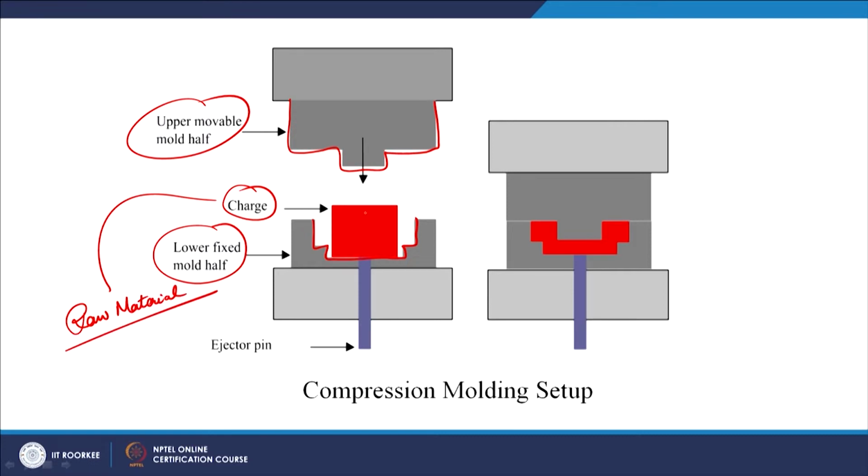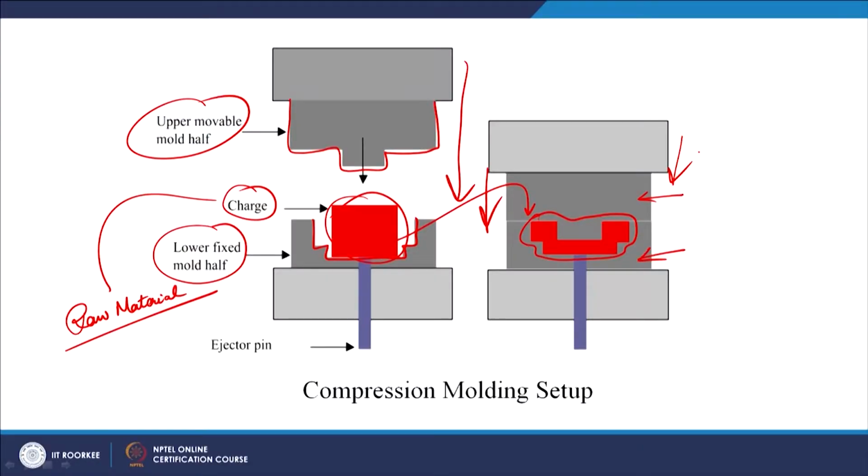So we have a raw material. This movable half will move down as it is shown here. It moves down, and this is the upper half, the lower half. When they are in contact with each other, they will form a cavity here. This is a cavity, and this charge, which was earlier like this, takes the shape of the product. A very simple process which can be used for making plastic parts.